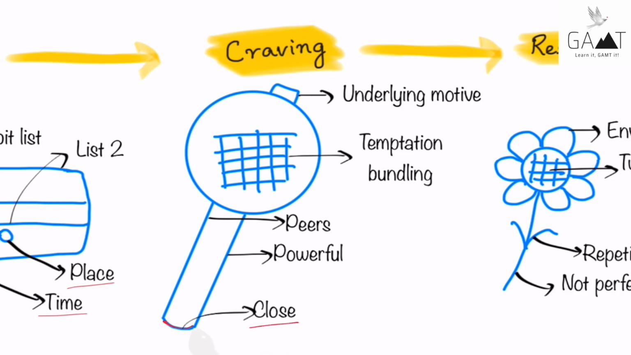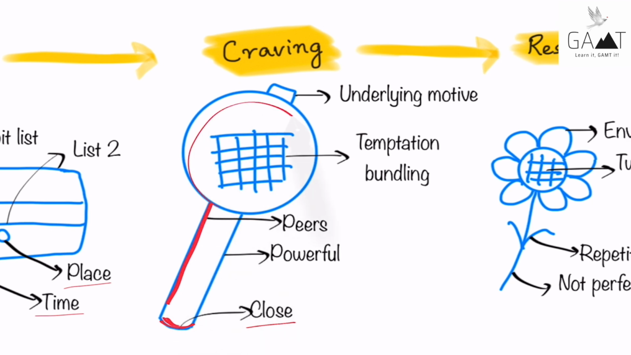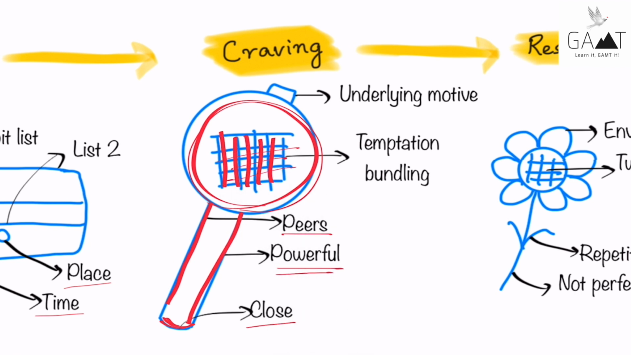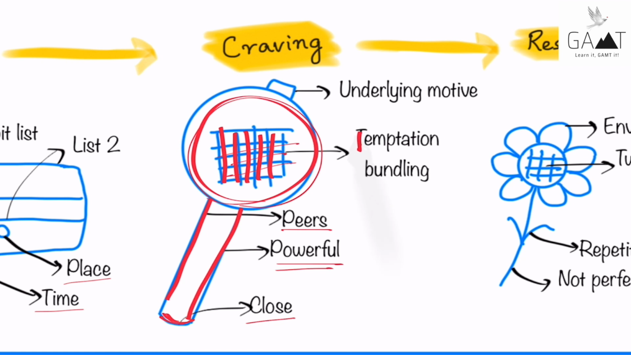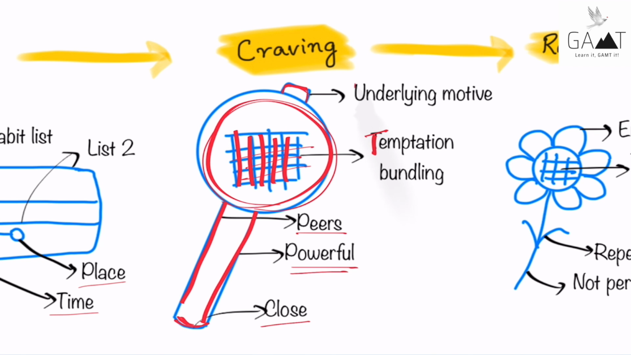This part of the magnifying glass resembles letter C, stands for close. This part resembles letter P, stands for pierce. This is another P here, stands for powerful. And the reflection of light inside the magnifying glass resembles letter T, which stands for temptation bundling. The small portion on top of the magnifying glass resembles letter U, inverted U, you can call it, for underlying motive. So what are these 5 things?